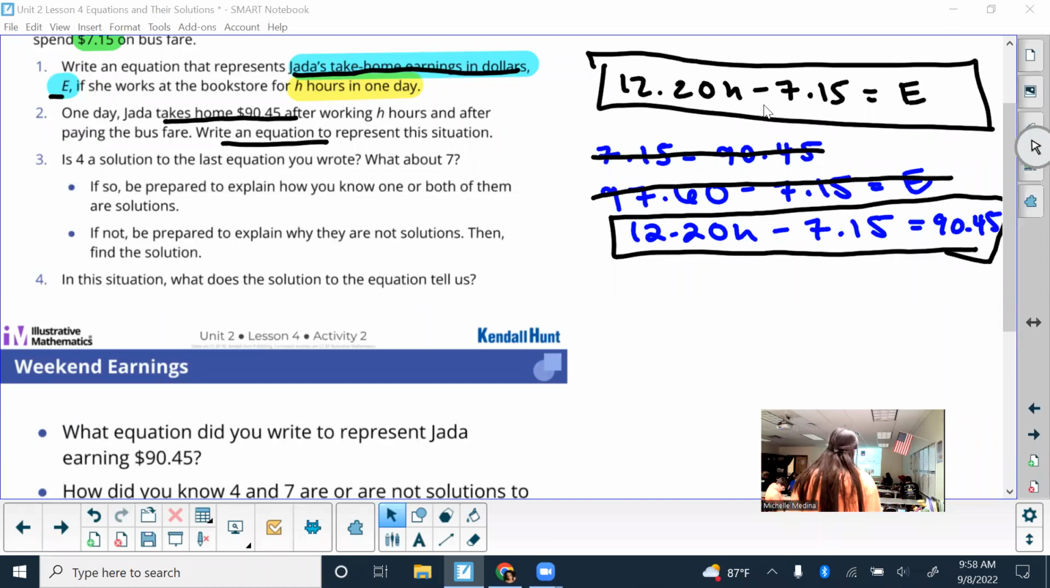By show of hands, who thinks that 4 is a solution? Who thinks that 7 is a solution? Who thinks that neither of them are solutions? Okay, good. Better participation on that one. Why are they not solutions?